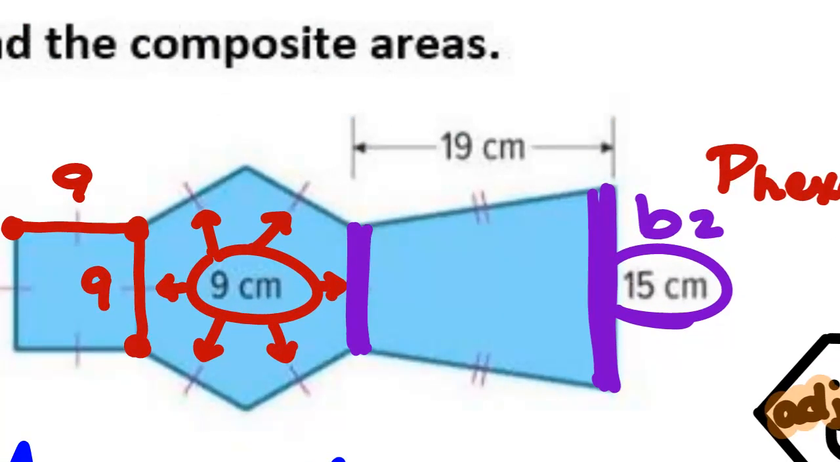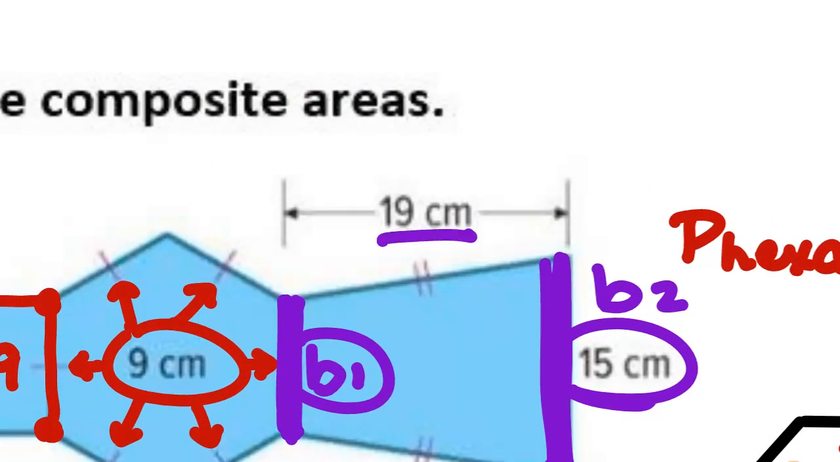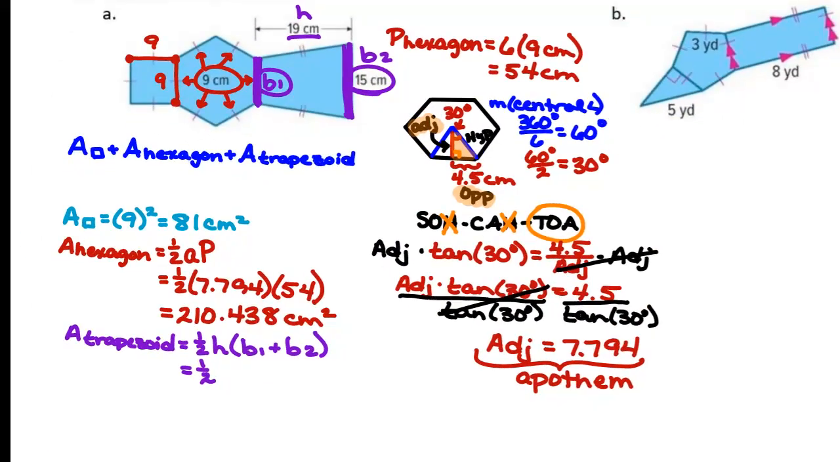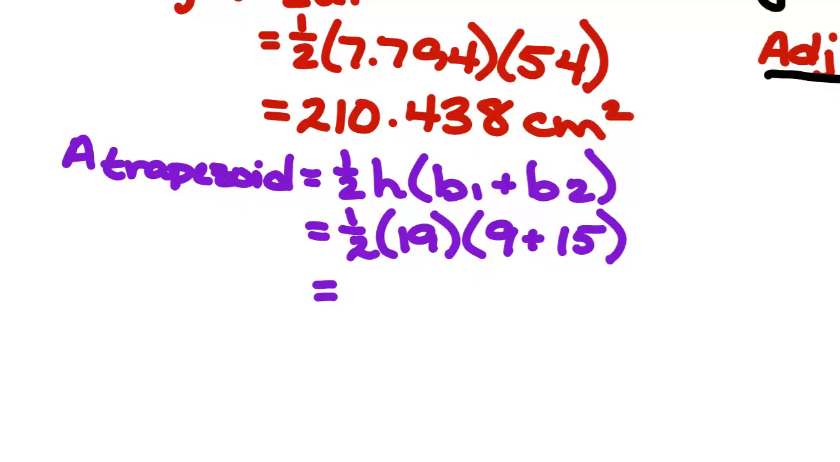How big is the other base, this one over here? 9 centimeters, so we'll call that base 1. What's the distance between those bases? 19 centimeters. That is the height of the trapezoid. I know it's not standing upright, but the height is always going to be the distance between the bases. So 1/2 times 19 times base 1, which is 9, plus base 2, which is 15. So we do 1/2 times 19 times 9 plus 15. And what do we get?